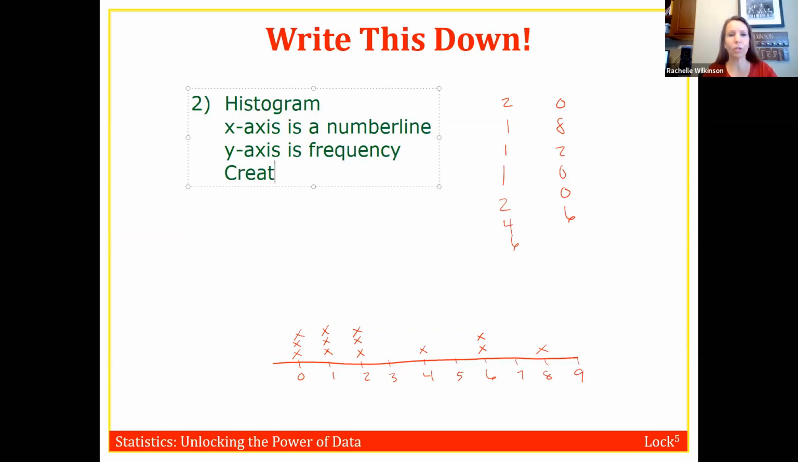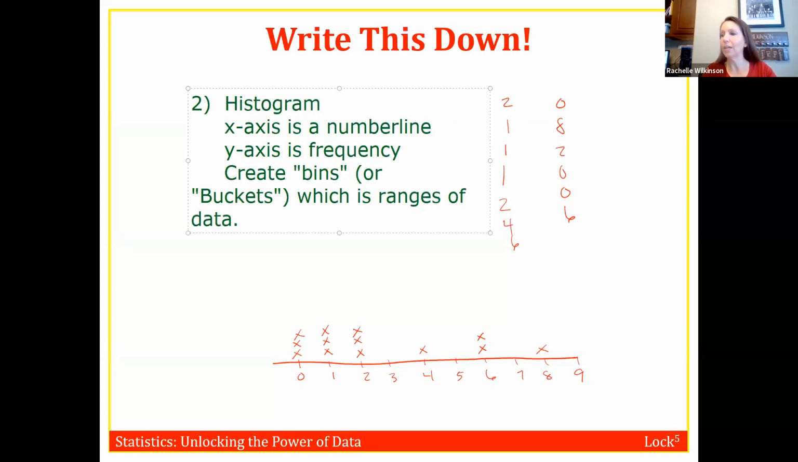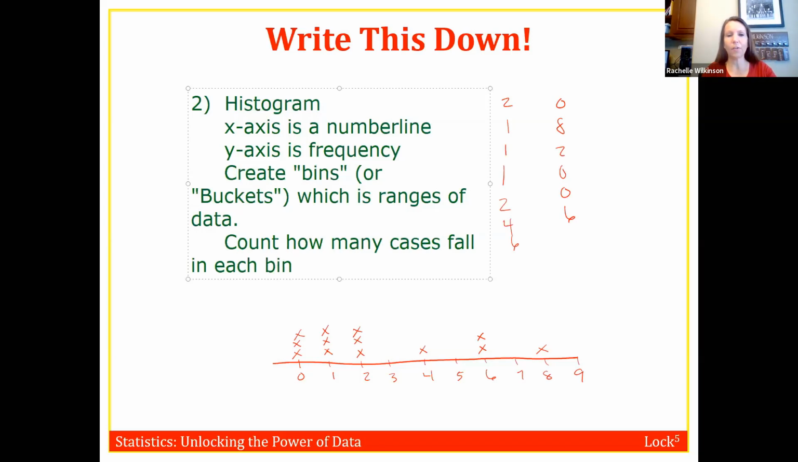So I'll write some of that down. We're going to create bins, and in parentheses I'm going to put or buckets, because buckets is what it's called on StatKey. And these bins or buckets, they're just ranges of data. And then we're going to count how many observations or how many cases fall in each bin.